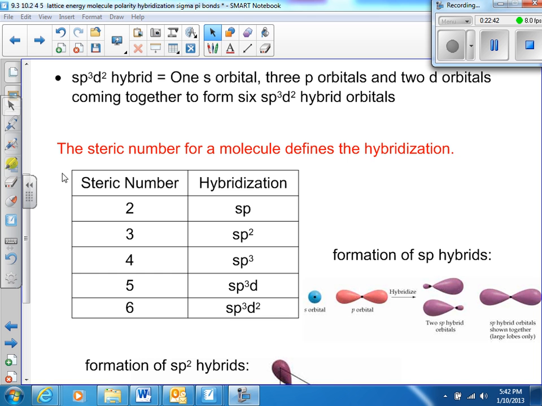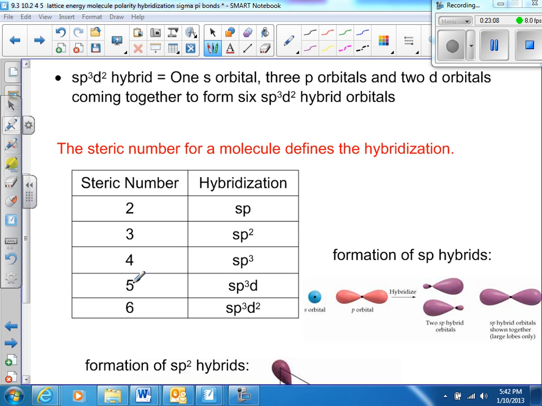The superscripts on the hybridization add up to your steric number. So if you have steric number 2, we always have an s, and then we have however many p's we need to add up to this 2. So steric number 3, we have 1 s. 1 plus 2 is 3. Steric number 4, 1 s plus 3 p's, 1 plus 3 equals 4.